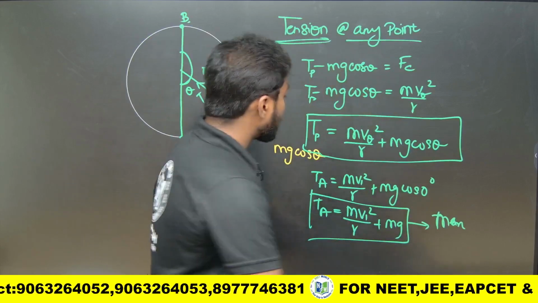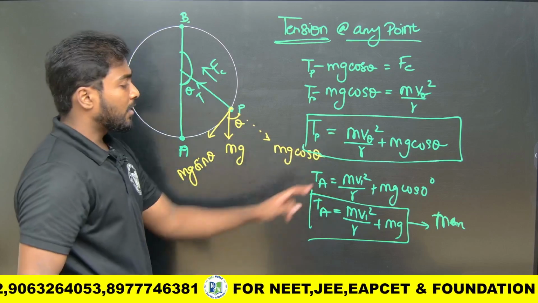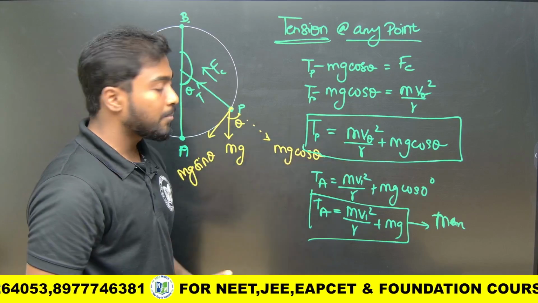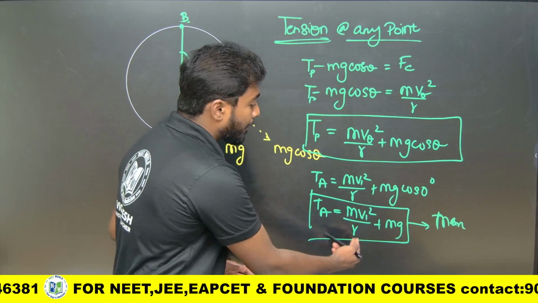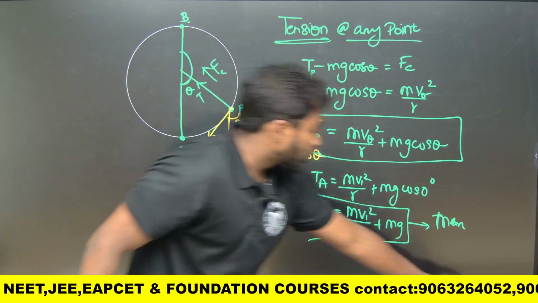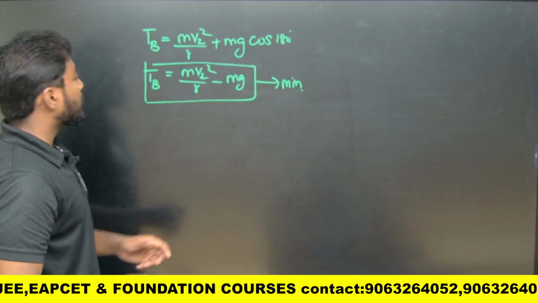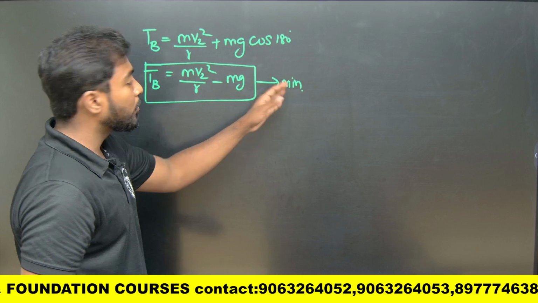When I talk about the tension, tension at any point is mv theta square by r plus mg cos theta. This is the tension at point A, mv1 square by r plus mg, when I substitute cos 0, it is 1. So it's the maximum tension. And when I substitute the value cos 180, it is minus mg that will come. So it is the minimum tension.